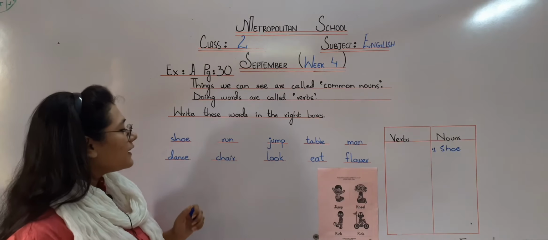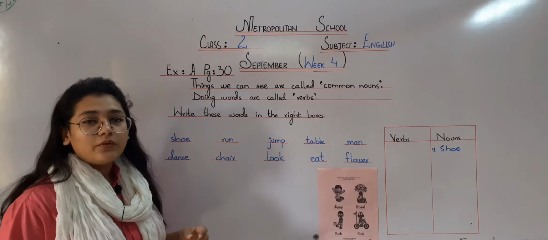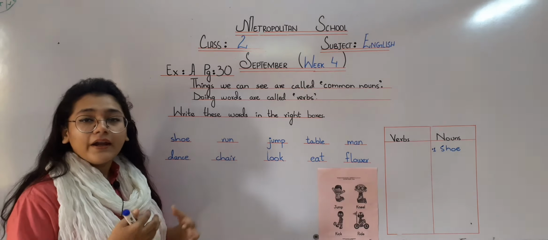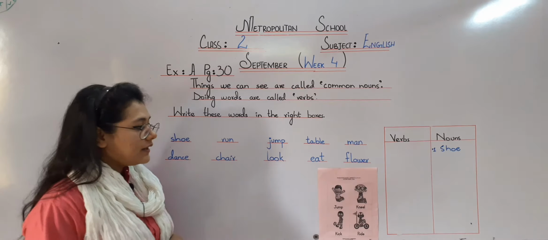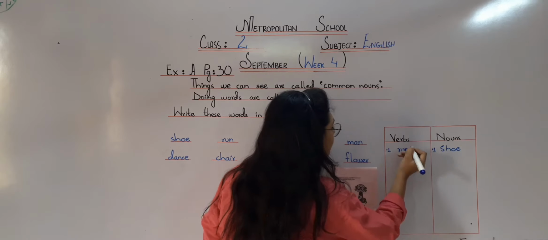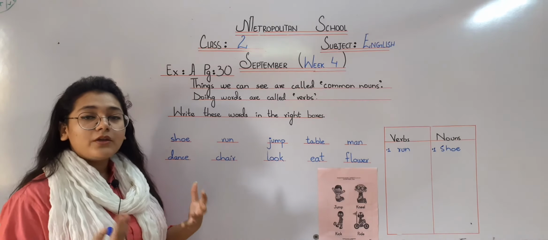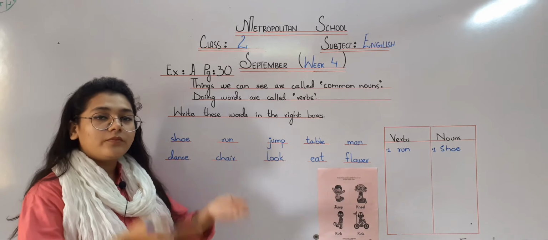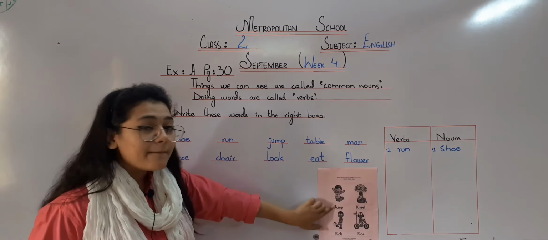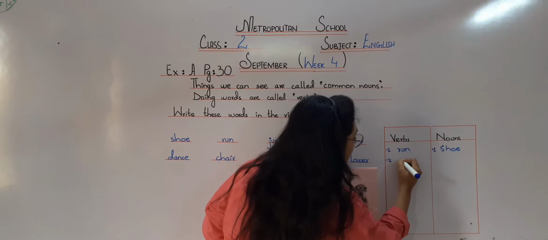Then second thing is run. What is run? Is it a verb or a noun? Is it showing any action? Yes, it is showing an action of a noun that something or someone is running. Then there is another word, jump. With jump you just jump your body from the ground, right? Just like this. Here a person is jumping. It is showing an action. So we will write it in the verb column.